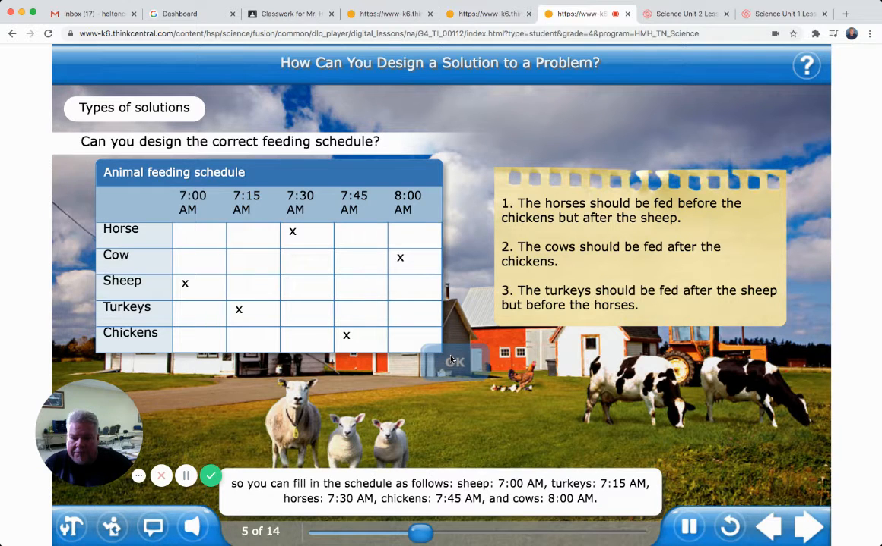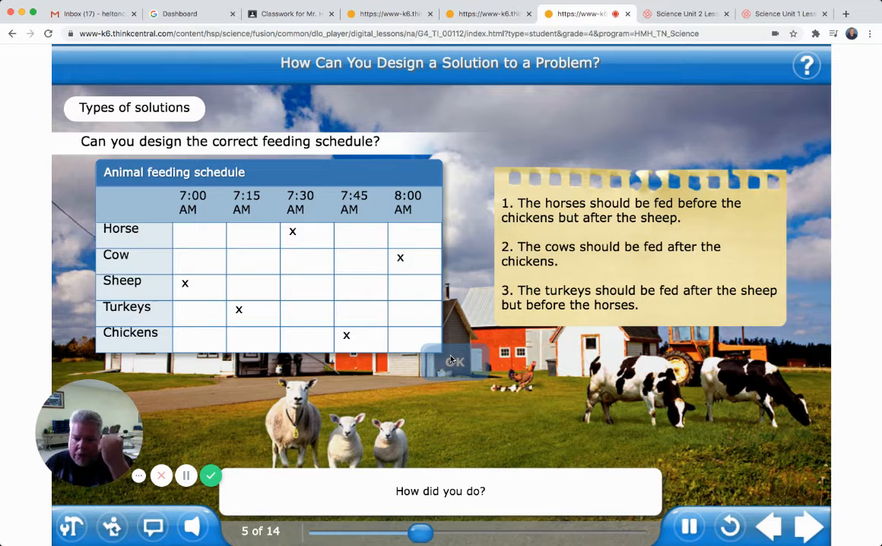By the time you're done, you should have the animals in the correct order, so you can fill in the schedule as follows. Sheep, 7 a.m. Turkeys, 7:15 a.m. Horses, 7:30 a.m. Chickens, 7:45 a.m. And cows, 8 a.m. How did you do? We got it, because we are smart.